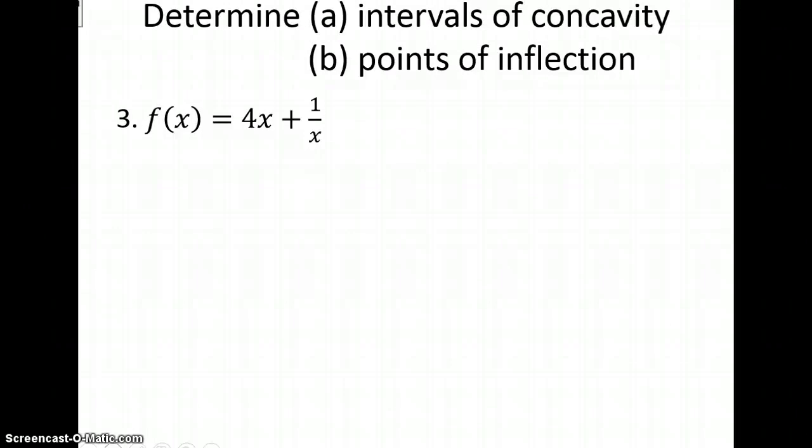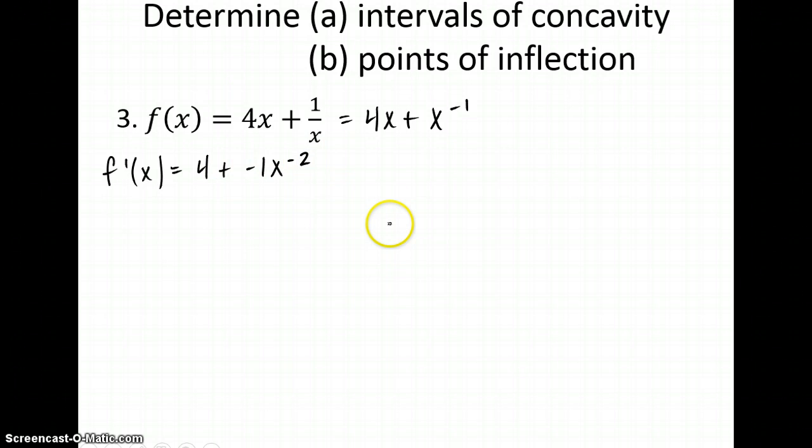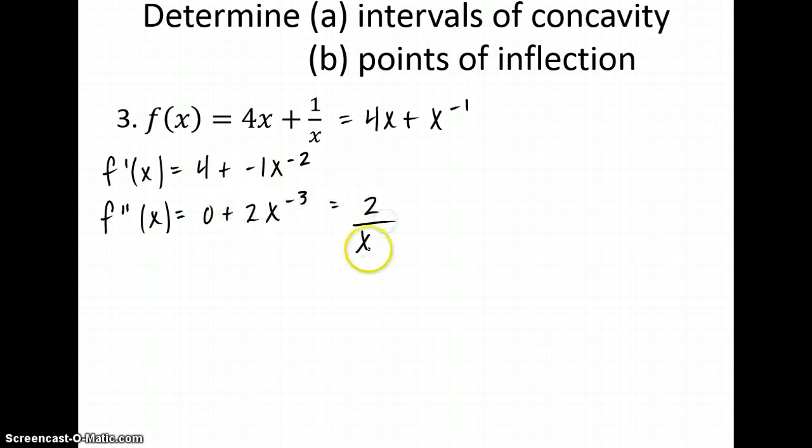Okay, so now let's put it all together. Determine intervals of concavity and the points of inflection. So I'm going to rewrite this as x to the negative first power, so I don't have to use my quotient rule. First derivative, bring the exponent down, subtract 1 from the original. Don't worry about writing that properly. Derivative of 4 is 0, 2x to the negative 3. Now when I write it with a positive exponent, my second derivative will never equal 0. My second derivative doesn't exist at 0.